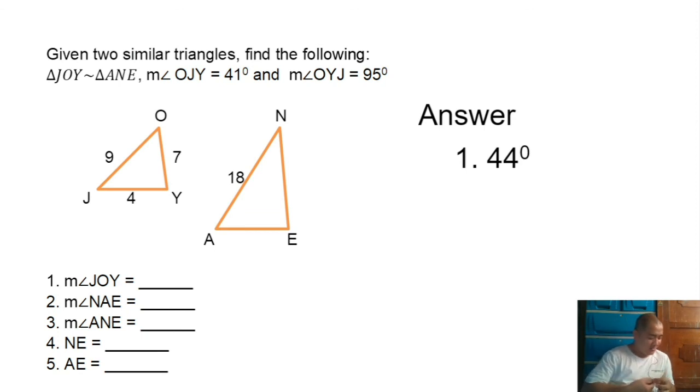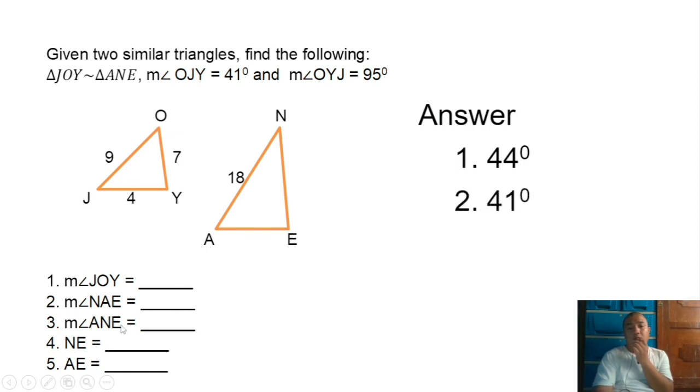Wait. May mistake ako, sorry. 41 plus 95, 136 pala. Sorry. 180 minus 136 is 44 degrees. Tama. Angle JOY is 44 degrees. Therefore angle N is also 44 degrees. Angle A is 41 degrees. Angle E is 95 degrees. So number 2, angle NAE. Same with J, 41.